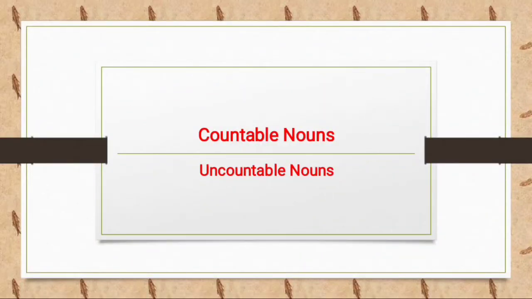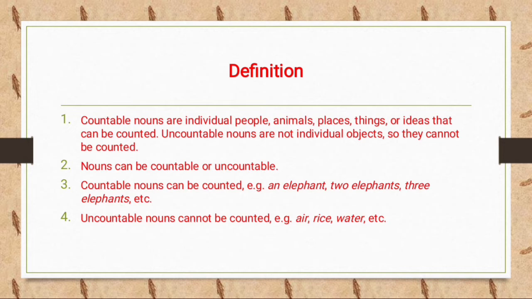Today we are going to talk a bit on countable nouns and uncountable nouns. So let's get started. Definition of countable nouns and uncountable nouns. Countable nouns are individual people, animals, places, things or ideas that can be counted. As by its name we can easily understand, those nouns which can be counted come under countable nouns, and uncountable nouns are not individual objects, or they can't be counted.